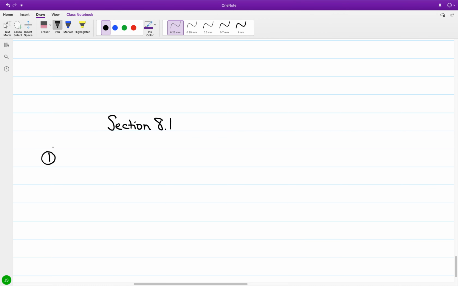Okay, for what we have in section 8.1, we're looking at solving systems of equations. Now we have with our equations 5x plus 3y is equal to 17, and we also have x is equal to 3y minus 11. Now we're looking at the values of x and y that will fit into both equations.